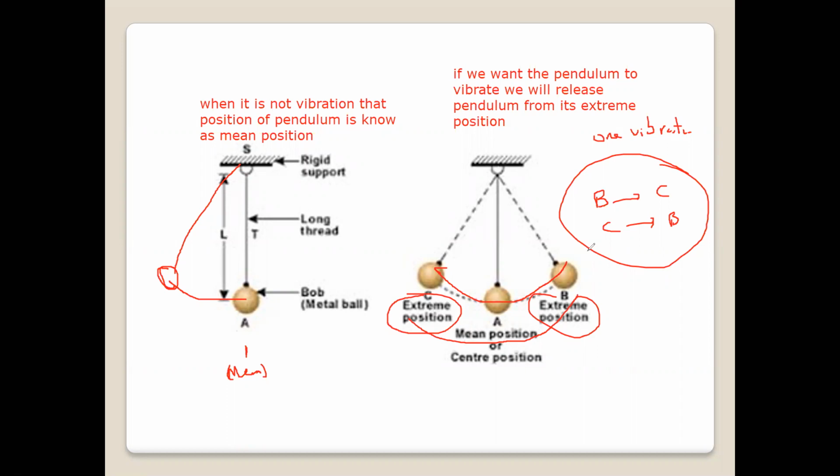When we release the pendulum from its extreme position, it will first move to the mean position, then to the other side extreme position, and then it will return back. Moving from one extreme to another and coming back to the same starting position, we call that one complete vibration. So how can we measure this vibration? When we release the pendulum, we start the timer.